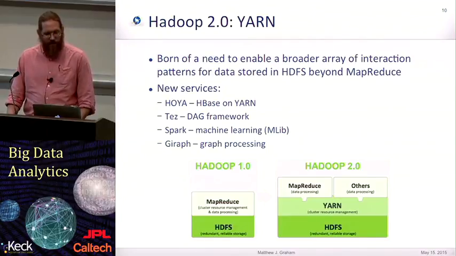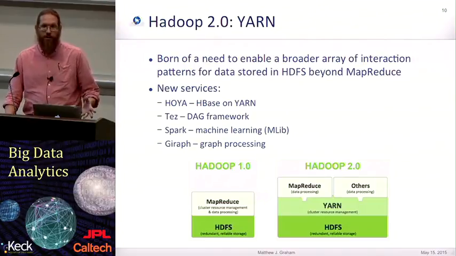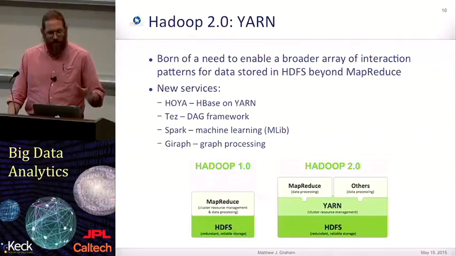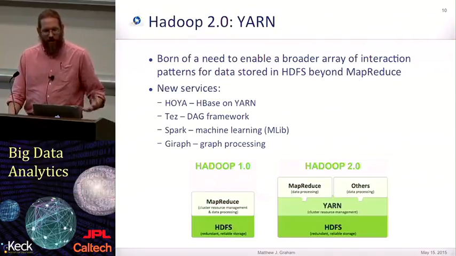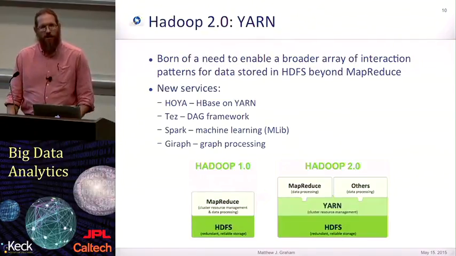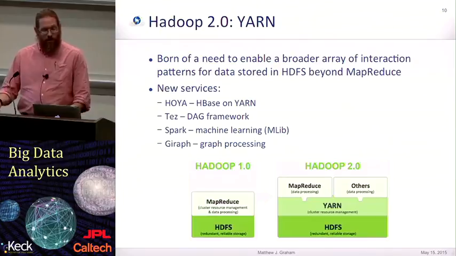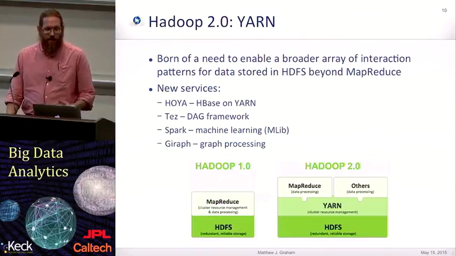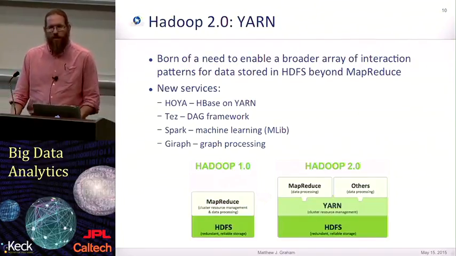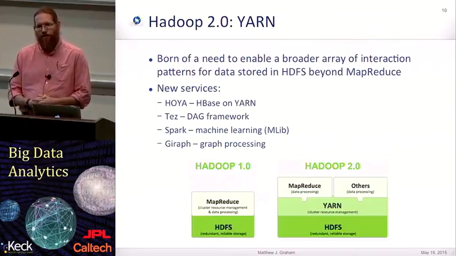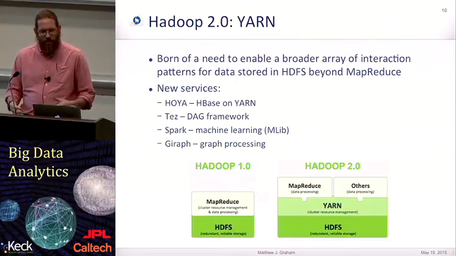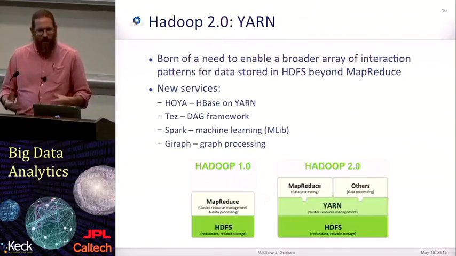And so it vastly increases the number of ways you can actually encode and work with your data. There are a number of new services and new frameworks which are based on top of that. There's Hoya, which is HBase, the database again, which can sit on top of Yarn. There's a framework for working with directed acyclic graphs. There's Spark, which is an infrastructure which has a machine learning library in it. Or if you want to do graph processing, there's a thing called Giraph. These are all Apache projects, so you can go to the Apache pages and read the descriptions about them and how to work with them. But these give you possibly different infrastructures for working with very large data through the Hadoop system and employing all the benefits of that.